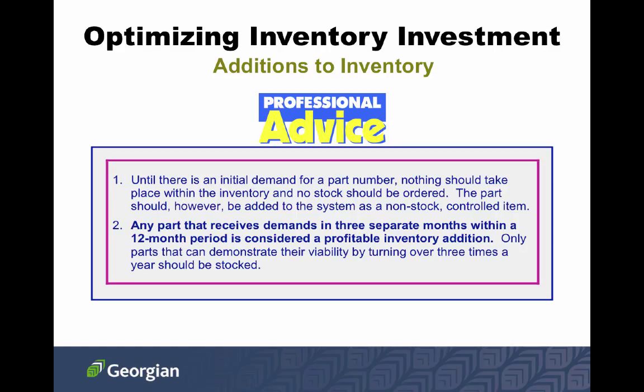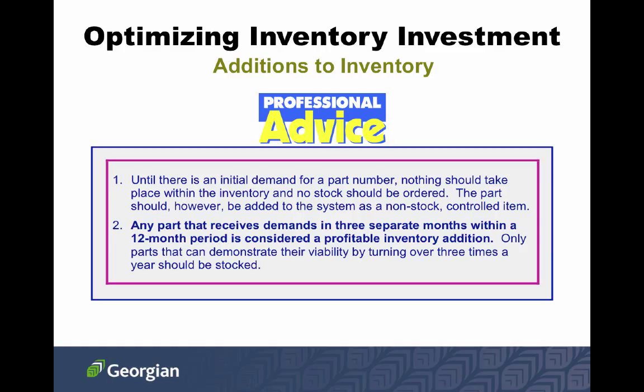You may want to work with much more rigid controls. But first item here is, until there is an initial demand for a part number, nothing should take place within the inventory and no stock should be ordered. The part should, however, be added to the system as a non-stock controlled item.